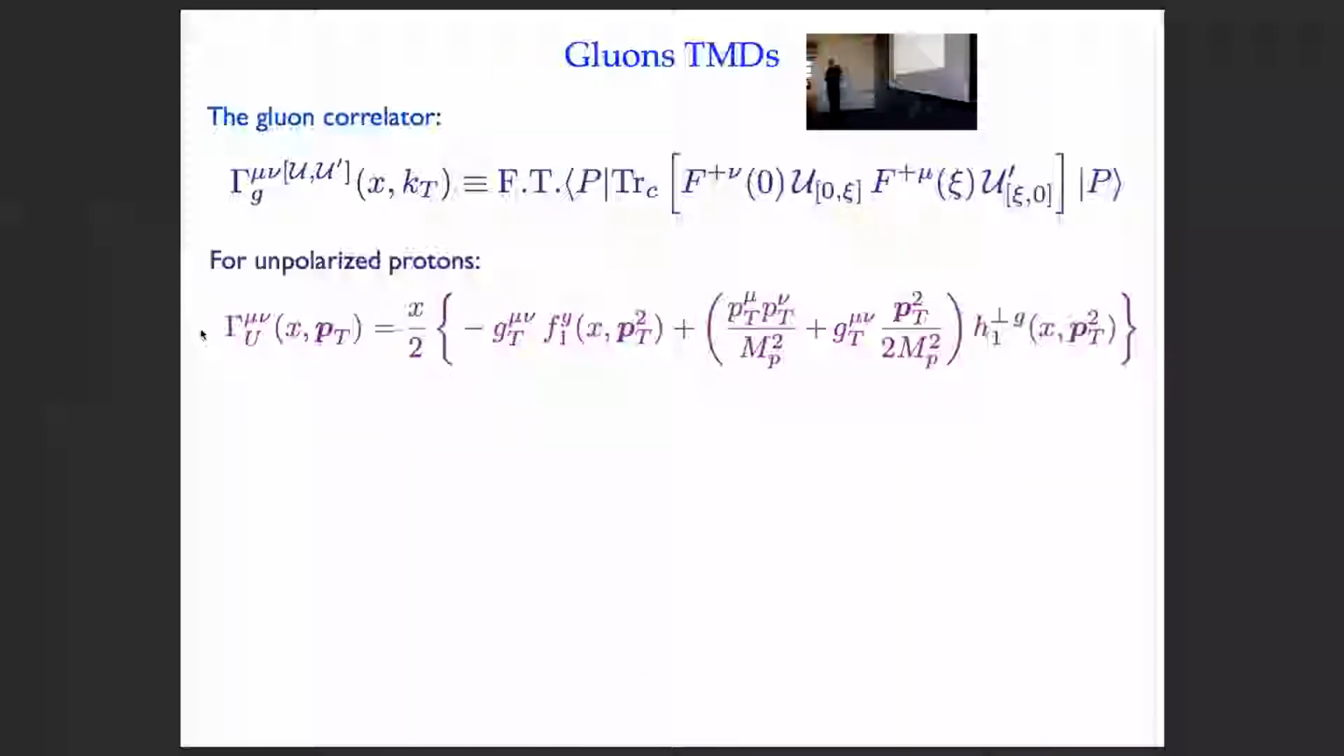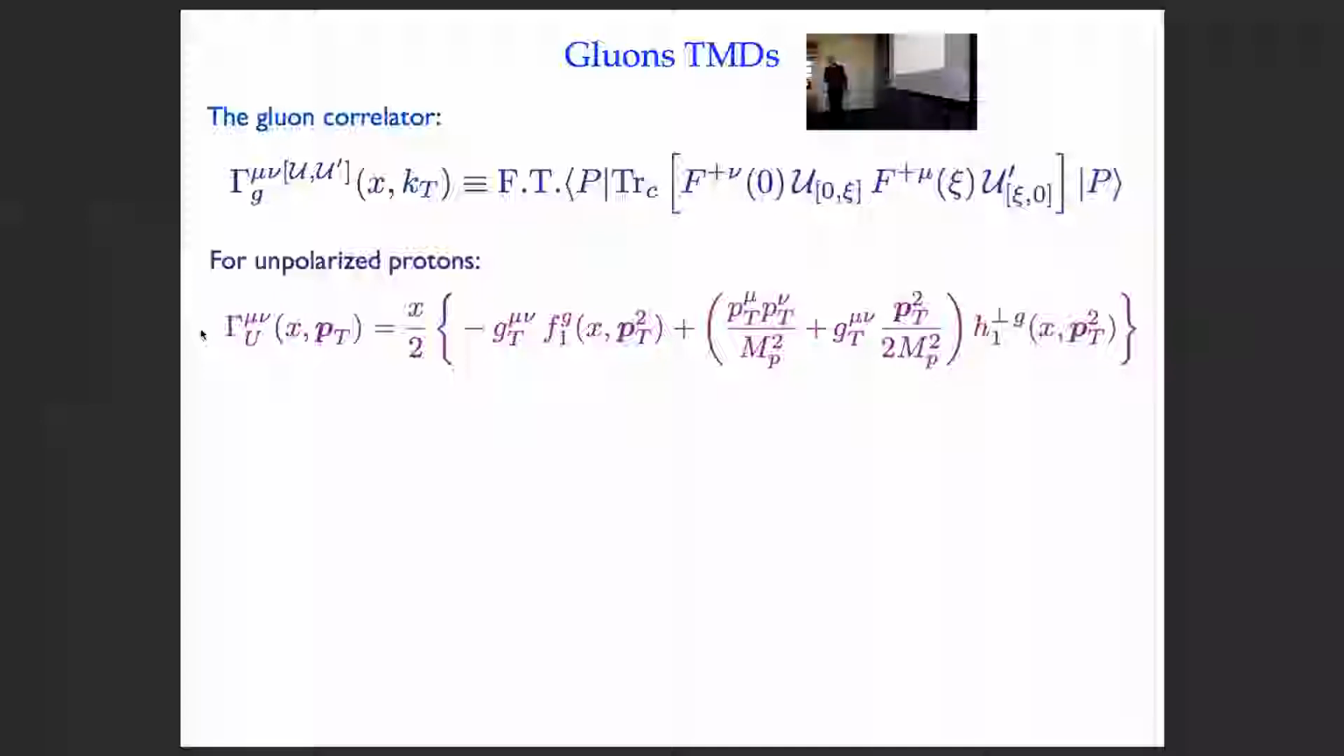The correlator that is probed for these gluons is the following. It is written in terms of kT, sometimes I call it pT, I haven't done this consistently. This is just the gluon transverse momentum. This correlator depends on x and kT, and it has two indices which are transverse at leading twist. I will do everything at leading twist.